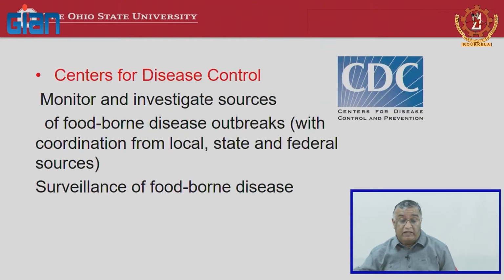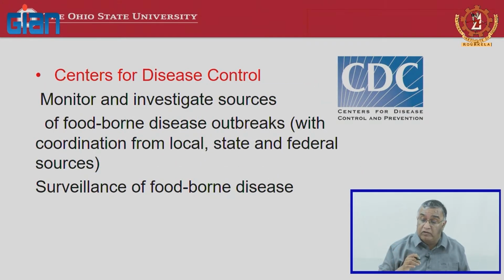The next one is the Center for Disease Control. They look at how foodborne disease outbreaks spread at different locations, and they also do surveillance and so on. With the internet available, what we see is that they have a better opportunity to get all the outbreaks reported.